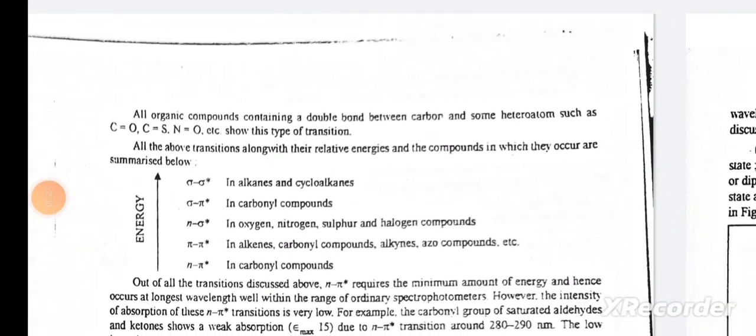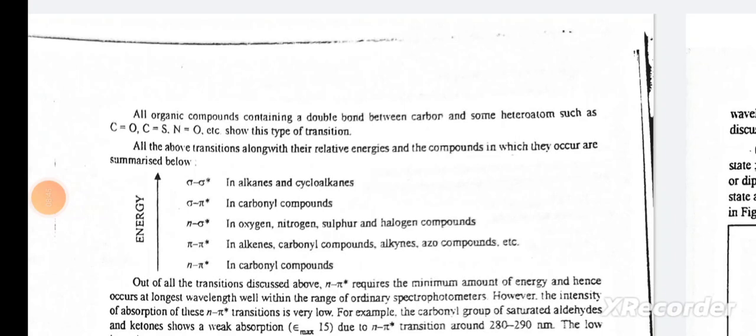All organic compounds containing a double bond between carbon and some heteroatoms, such as C=O, C=S, N=O, etc., show this type of transition. All the above transitions, along with their relative energies and the compounds in which they occur, are summarized below.